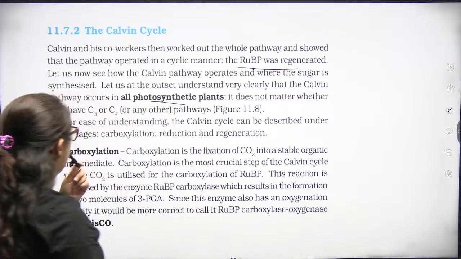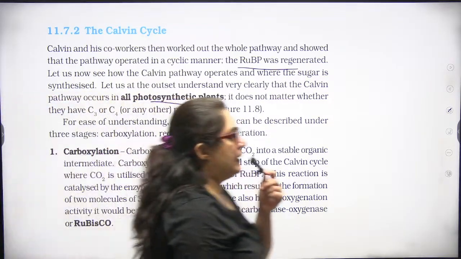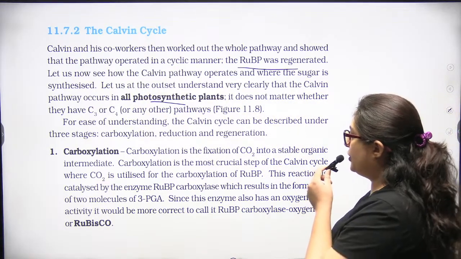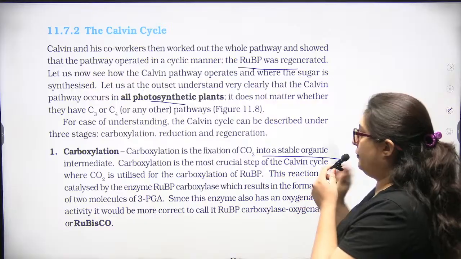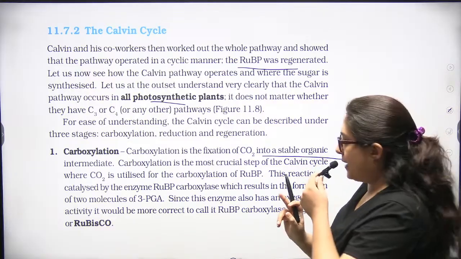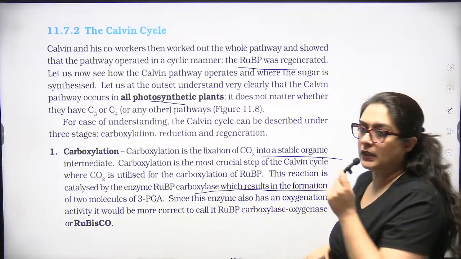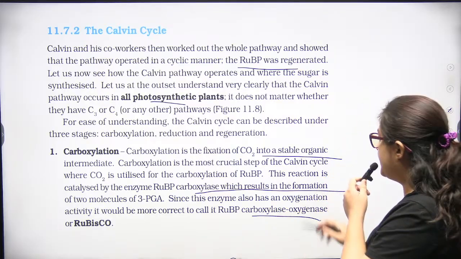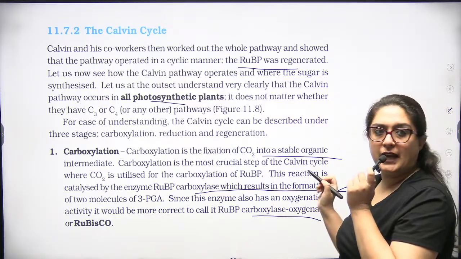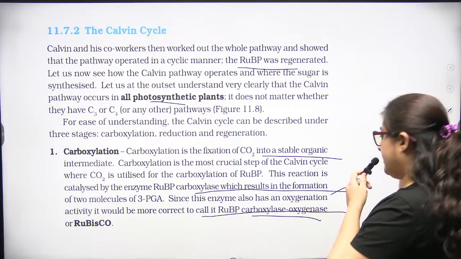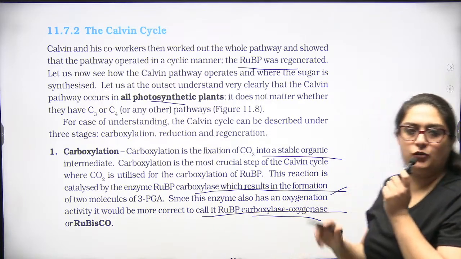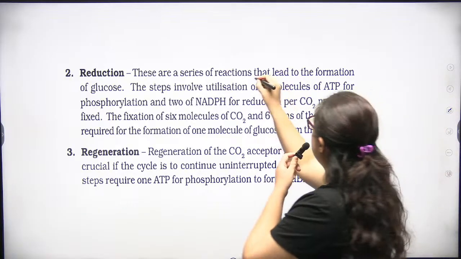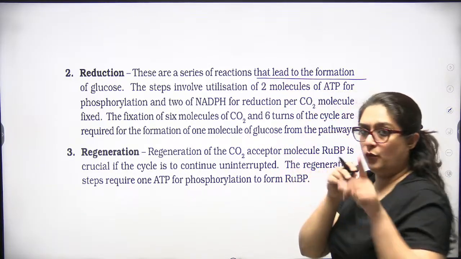For ease of understanding, the Calvin cycle can be described under 3 stages. Carboxylation, fixation of CO2, is a very crucial step. Which enzyme is utilized? RuBP carboxylase. Since this enzyme also has an oxygenation activity, RuBP carboxylase-oxygenase would be more correct. The enzyme is Rubisco. Then reduction: a series of reactions lead to the formation of glucose.